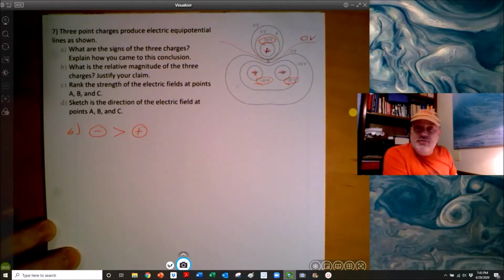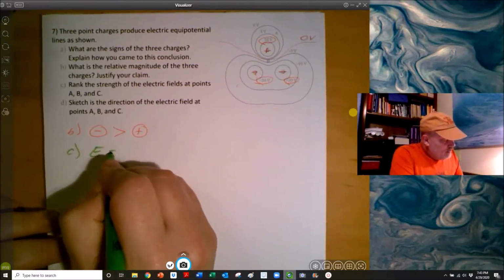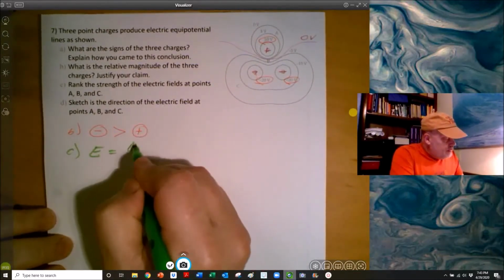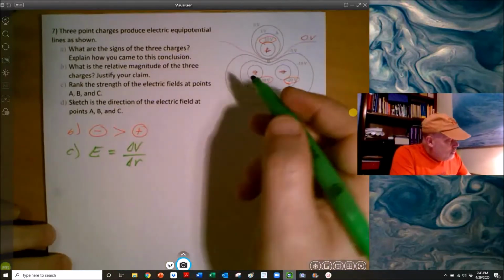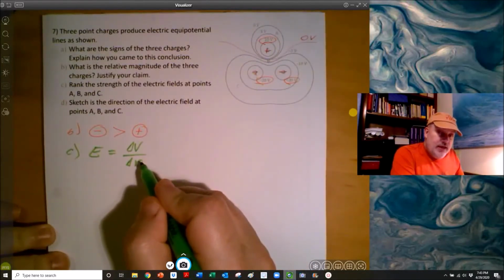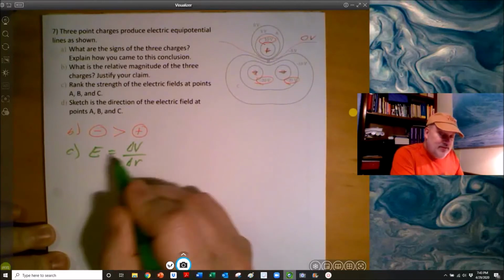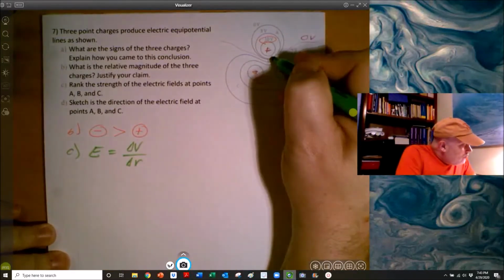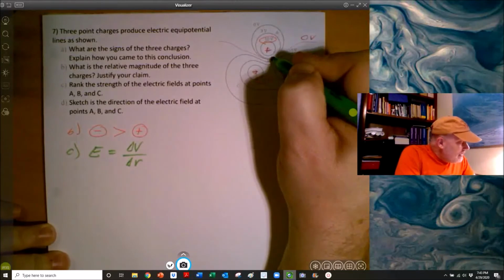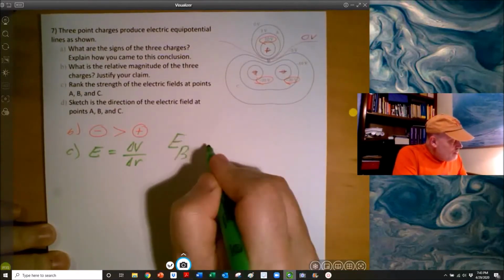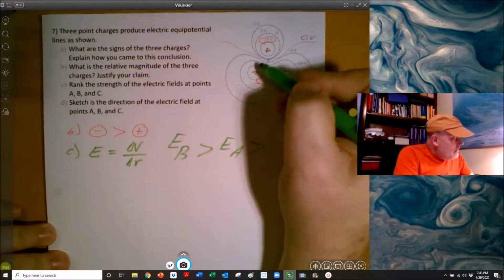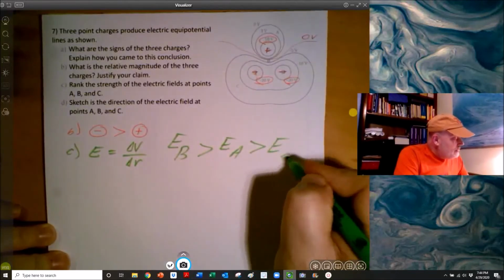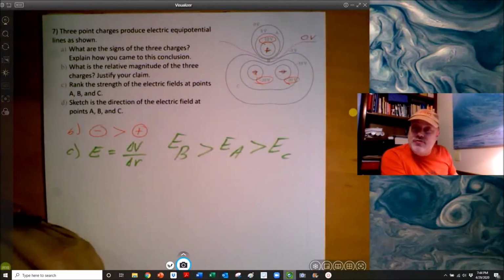Okay, rank the strength of the electric fields at points A, B, and C. The electric field is related to the gradient, or the change in electric potential with distance or location. So I want you to notice that the faster the potential changes for the same distance, the bigger the electric field. So right here, notice we have a lot of lines packed together. So the electric field here at B must be bigger than the electric field at A, which is bigger than the electric field at C, because at C the isolines are spaced much farther apart.